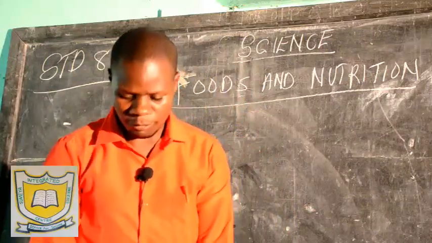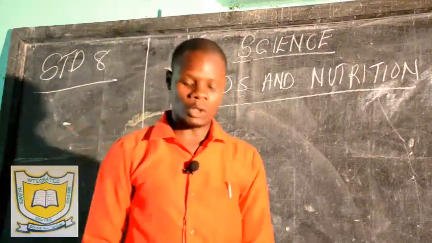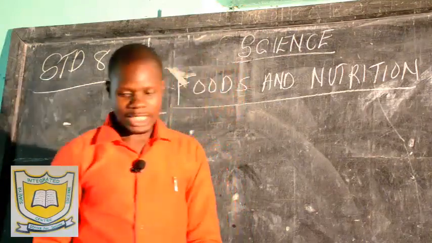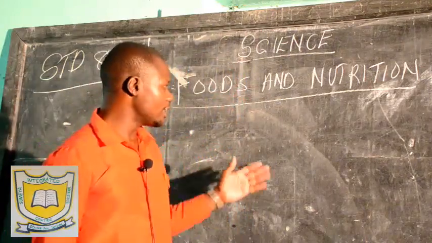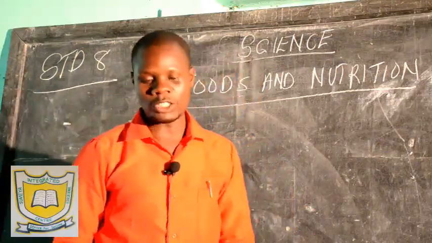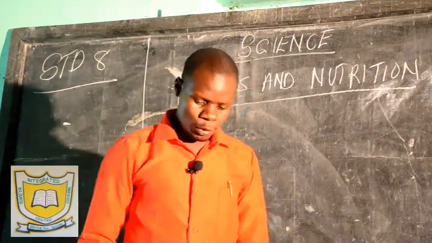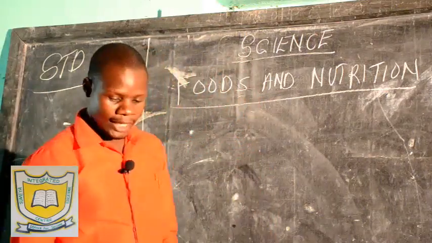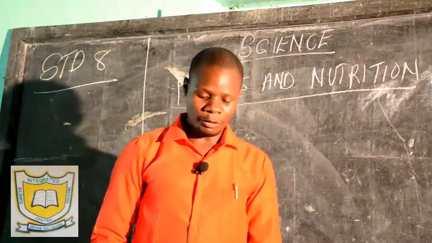Now, what are some of the related topics you covered in your lower classes? We have types of foods that you covered in your lower classes. We have the cereals, the legumes, and also fruits and vegetables. You also remember the topic balanced diet that you covered in your grade 4.